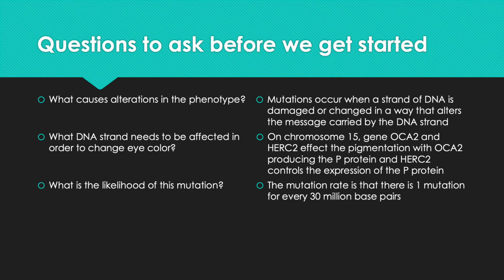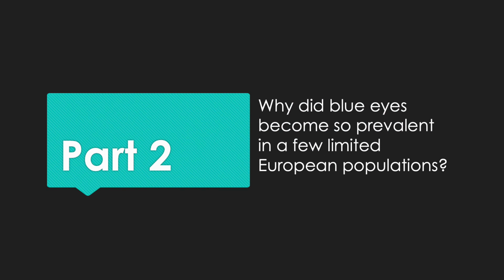With that foundation established, we move on to the second part, which is why did blue eyes become so prevalent in a few limited European populations? My original theory was this has to do with sunlight. Of course, it has to do with sunlight. And while I wasn't wrong per se, I also wasn't right, and we'll get into that.